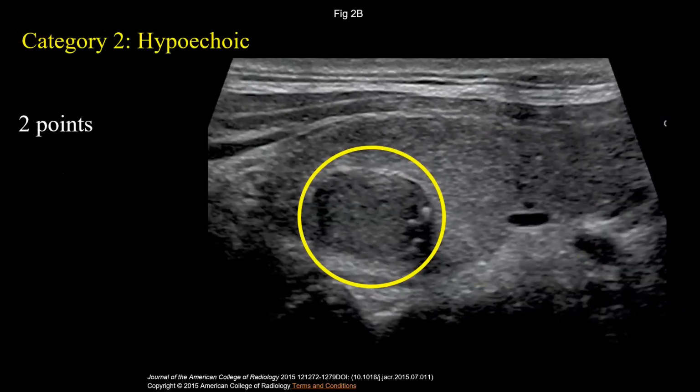This is an example of hypoechoic as compared to the adjacent thyroid parenchyma. This would be given 2 points.